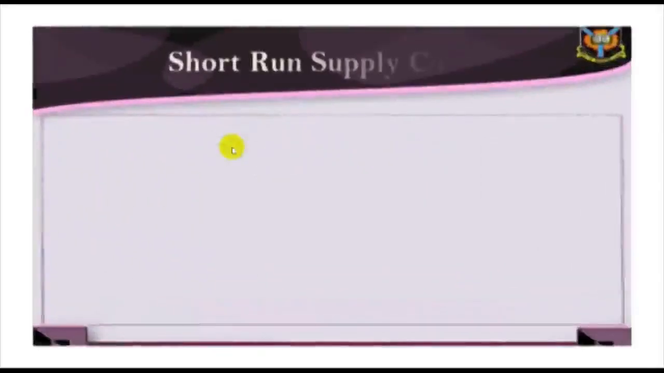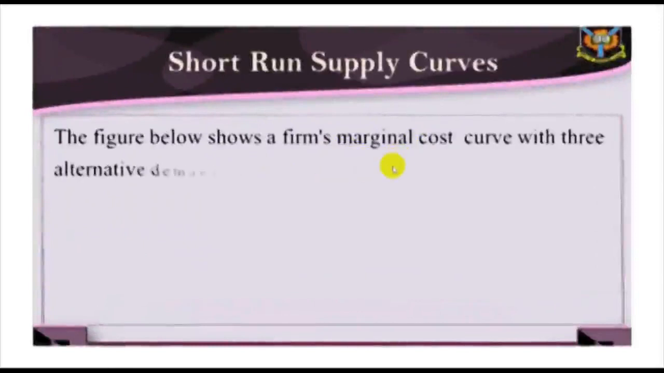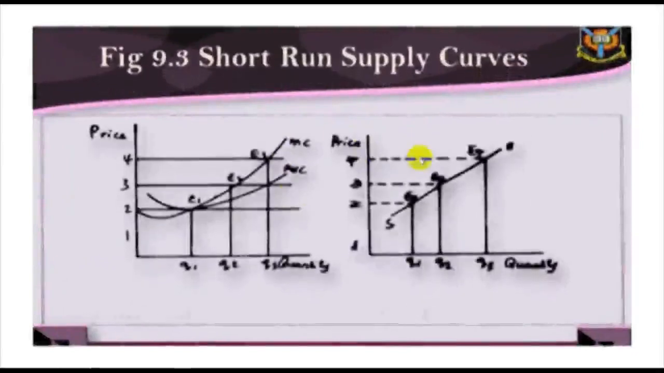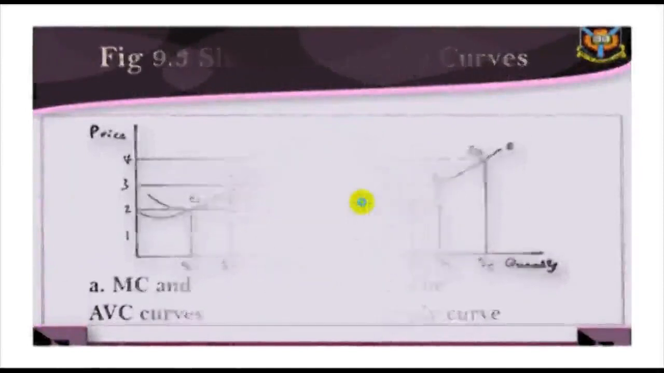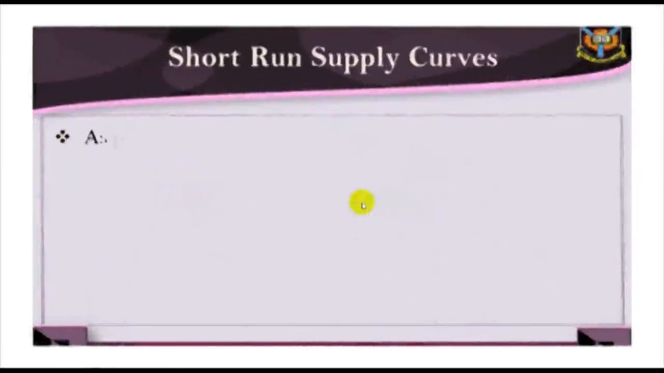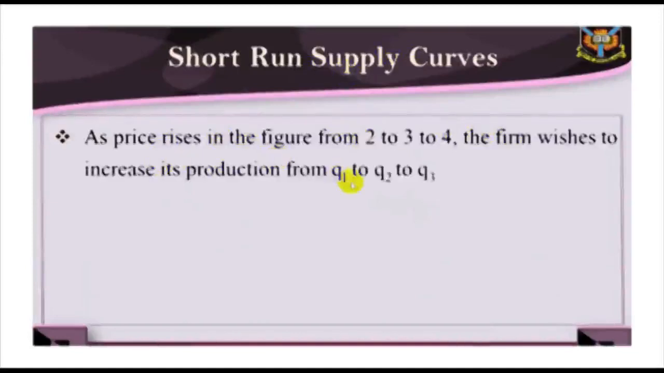The marginal cost curve shows the quantity the firm is willing to supply at each price level. For prices below average variable cost, the firm will supply 0. For prices above the average variable cost, the firm will equate price and marginal cost.